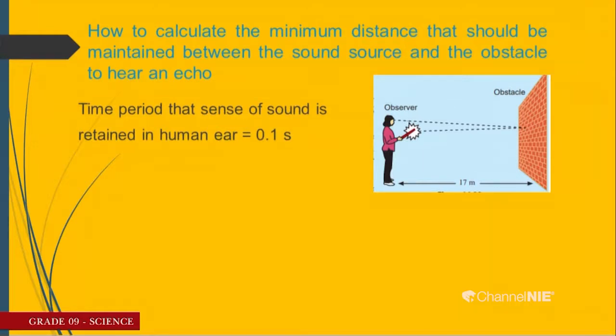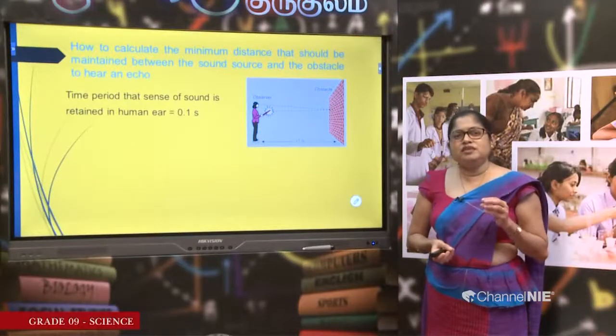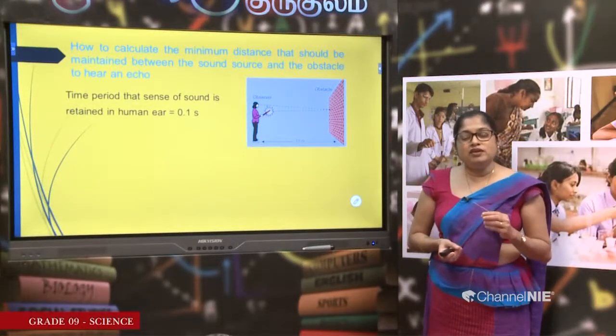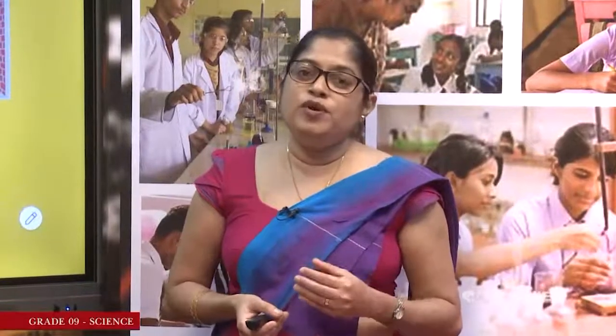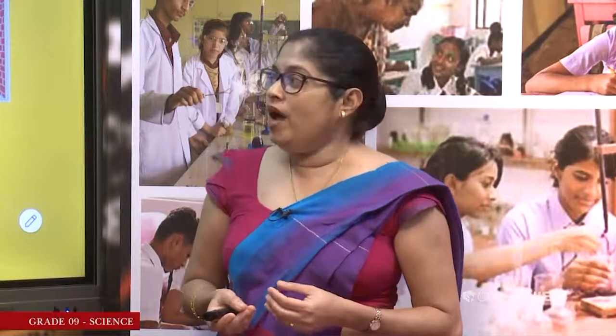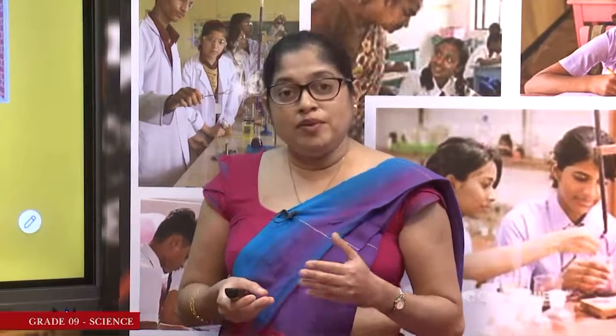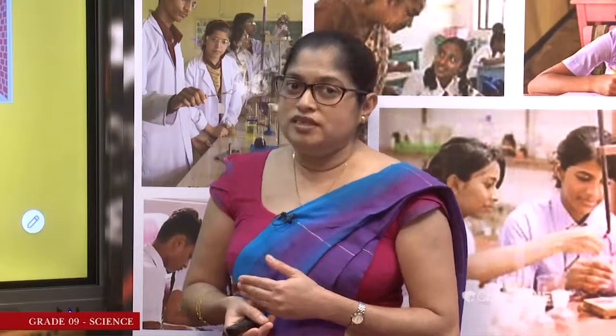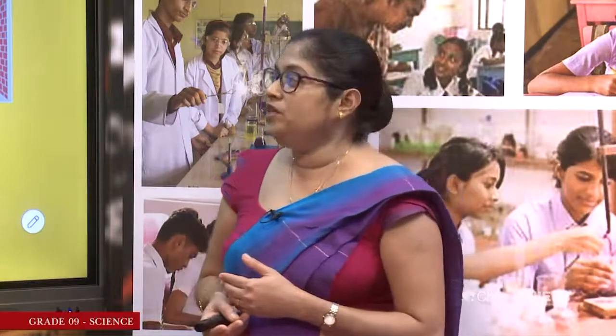For this calculation, you should know the time period that the sense of sound is retained in the human ear. That is calculated as 0.1 second, that is 1/10 of a second. That means, when you hear a sound, that sound persists in your ear for about 1/10 of a second. So, if you need to hear a second sound, you have to have a time gap between the initial sound and the second sound, or the reflected sound. That time gap is 0.1 second.